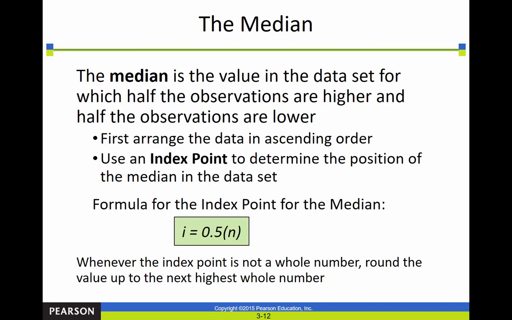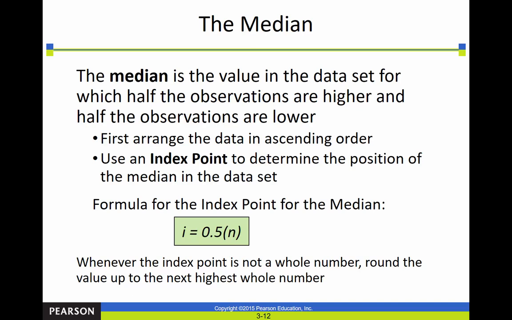So the median is the value in the data set that's right in the middle, where half the observations are higher and half the observations are lower. So all we really do to figure out the median is arrange the data in ascending order, in other words, from lowest to highest. We use an index point, and we calculate that index point by doing 0.5 times n, where n is the number of observations in the data set, and that tells us the index point, not the number, but the order of the number.